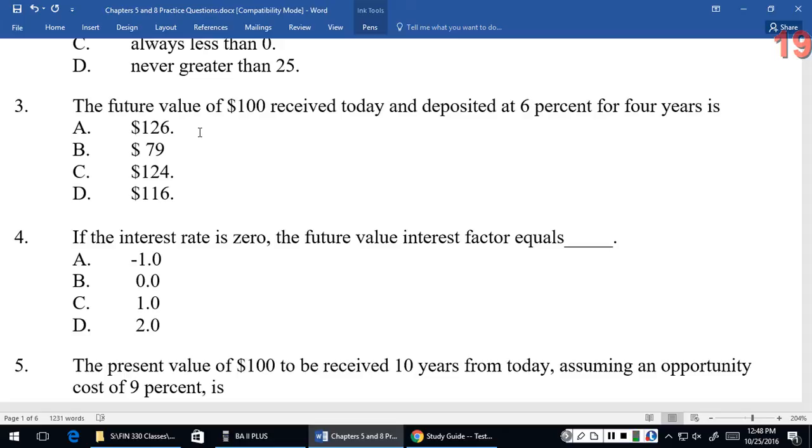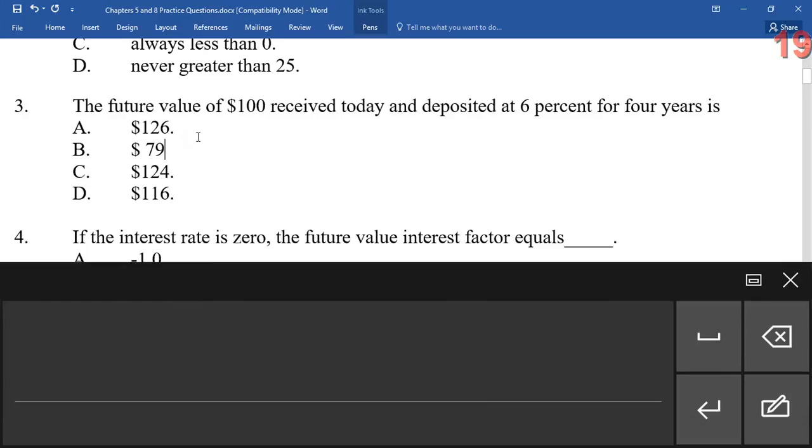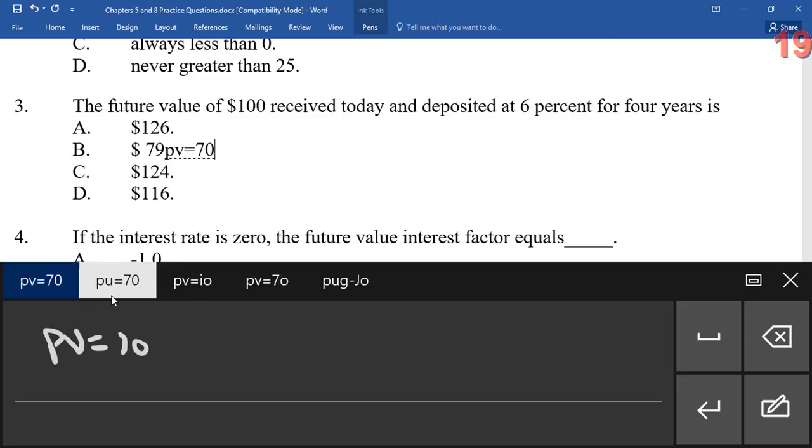Okay? So in this case, let's see if that helped. It did not help. All right, that's still not working. Okay, we'll just do it here. Okay, so the present value is 100. Man, that's really not working out right. Okay.